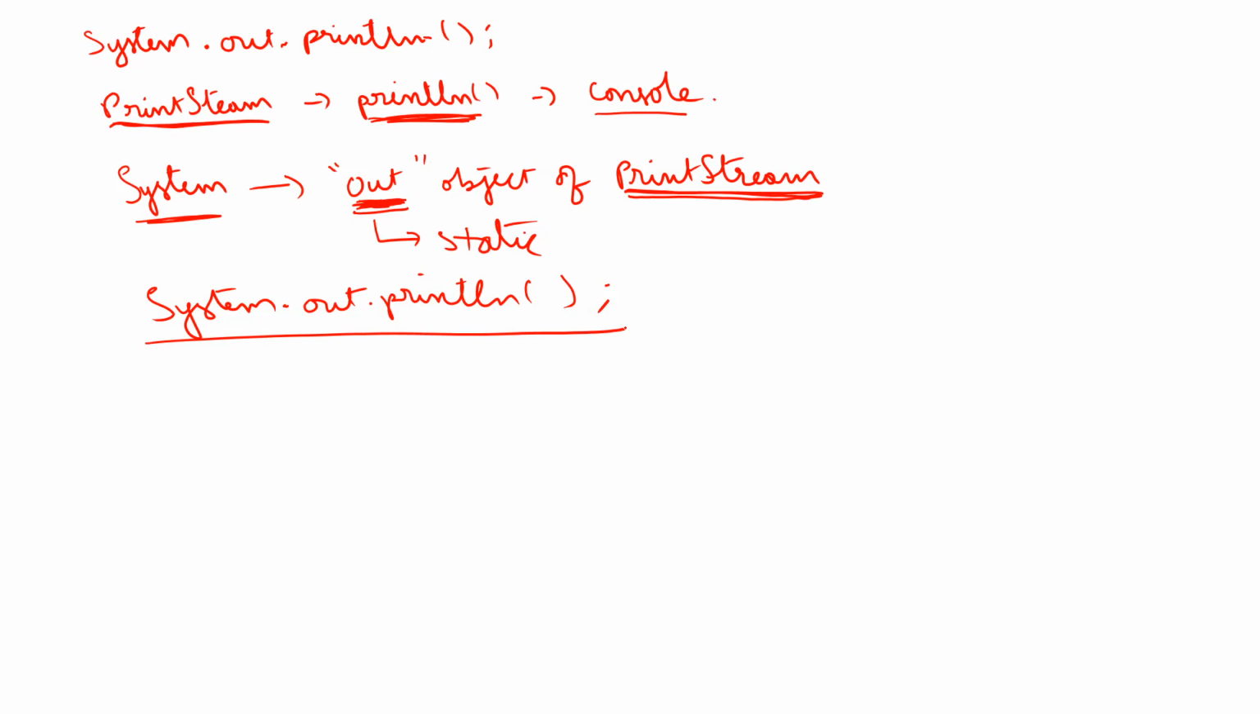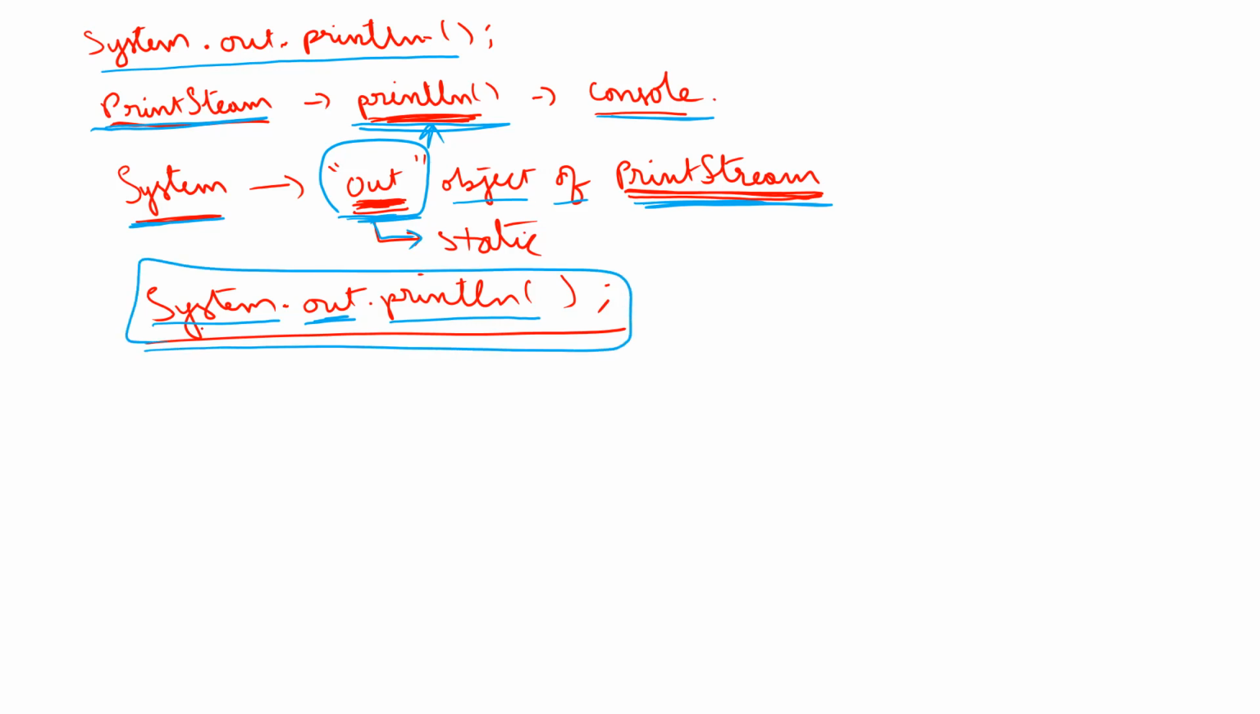So this is what System.out.println is. Let me explain it one more time. We have a class called PrintStream, which has a method println, which prints anything to the console, and we have another class called System, in which we have created an object out, which is an object of PrintStream, and moreover this is a static object. So we use the class name System, then this object out, and since this is an object of PrintStream, we can call the method println, and it prints anything to the console.